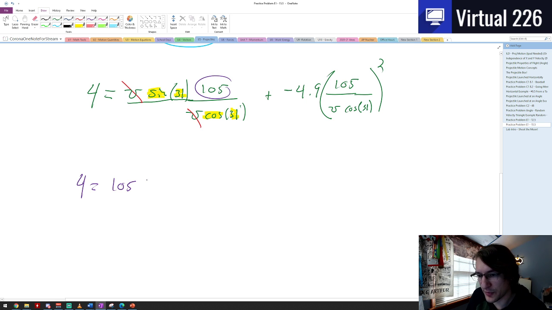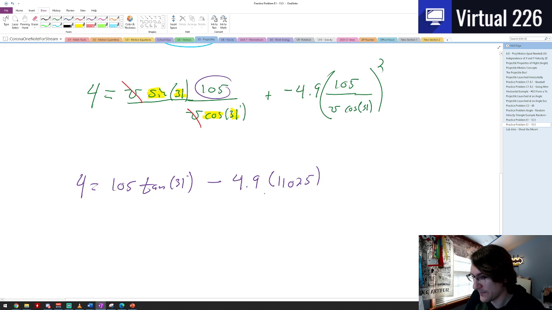So I could rewrite this here as 4 equals 105, because that's the 105, sine over cosine is the tangent, so multiplied by the tangent of 31 degrees, plus the negative 4.9, so that's like minus 4.9, and then I'm going to have this multiplied by 105 squared. So what is 105 squared? That's 11025, so 11025 divided by, and this square applies to everything, so don't forget that. So divided by v squared, and then also divided by, you got to write this correctly, it's cosine squared of 31.